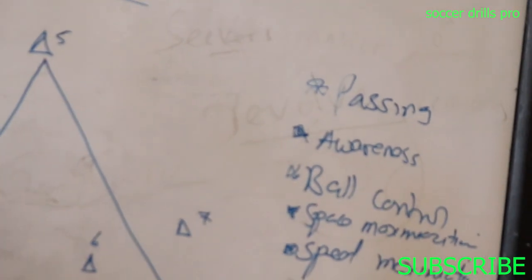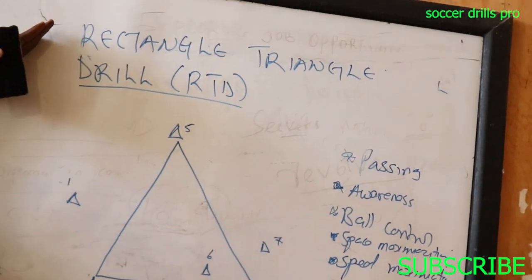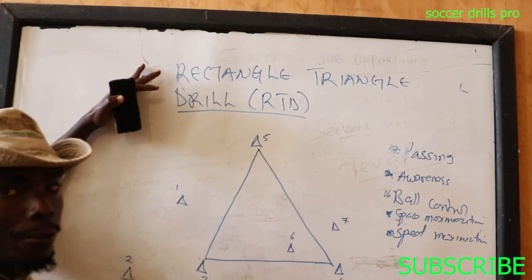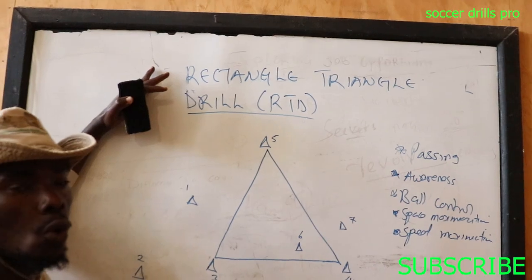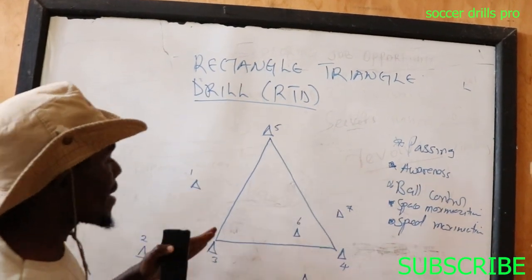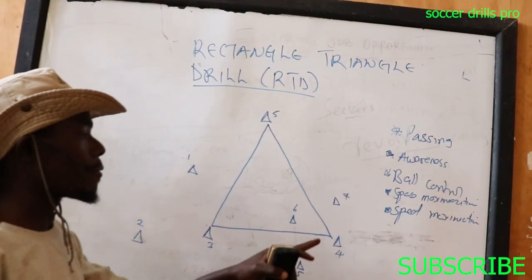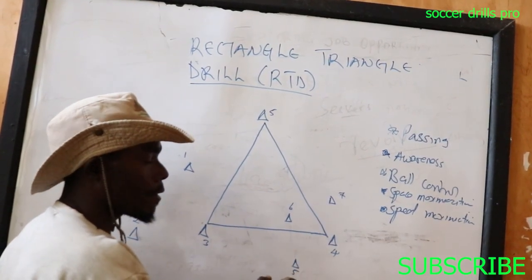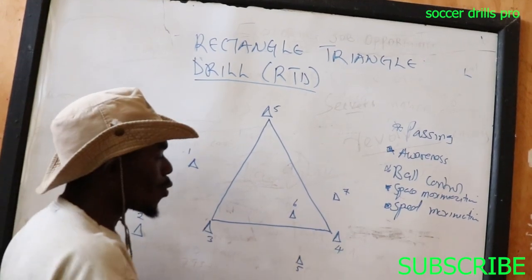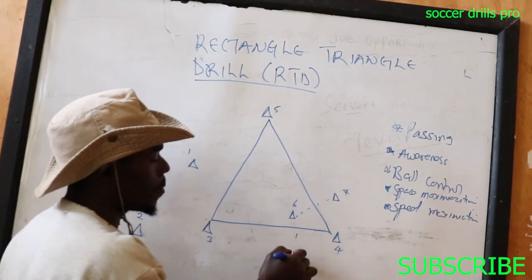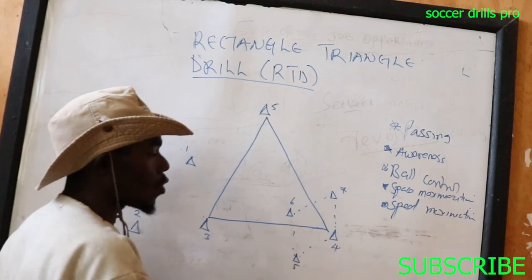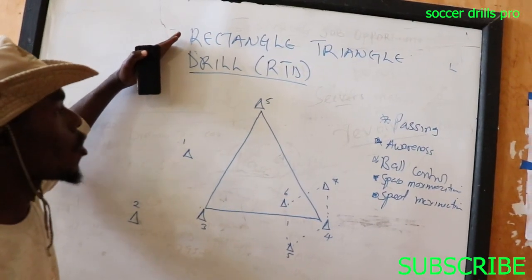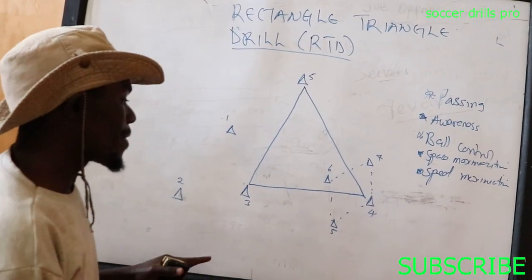Now, the reason why it's called the rectangle triangle drill is because we have two different shapes in one single drill. We have the rectangle and then we have the triangle. In this form, 6, 7, 4, and 5, when you look at them closely, form a twisted rectangle in short. So that's why we call it the rectangle triangle drill.